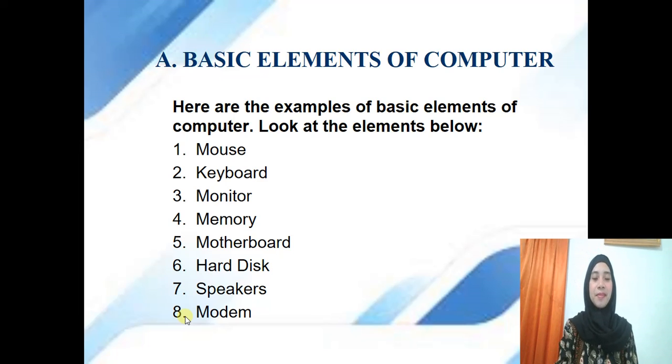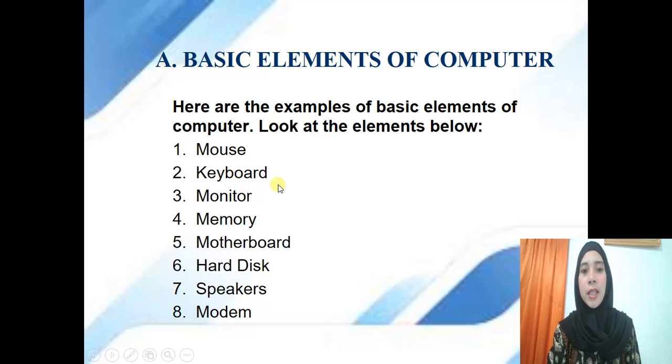Are you ready? Okay, you may repeat after me. Here are the examples of basic elements of computer. Look at the elements below. Mouse, keyboard, monitor, memory, motherboard, hard disk, speakers, modem. Okay, thank you.